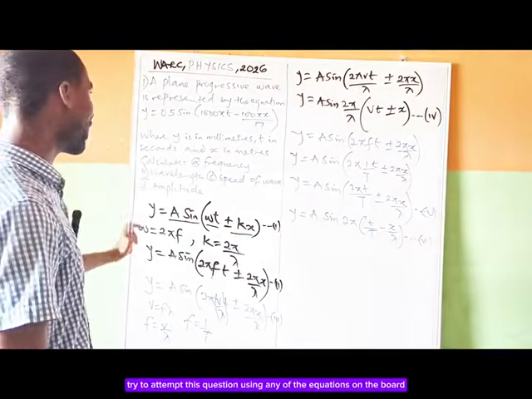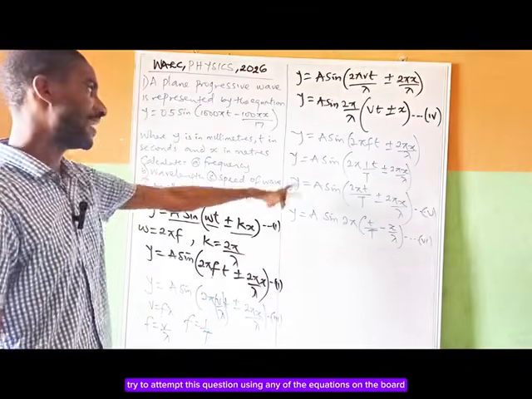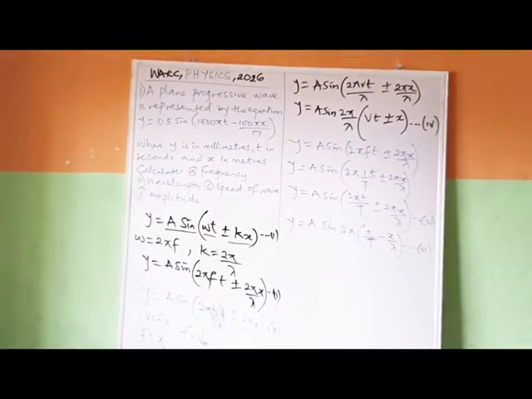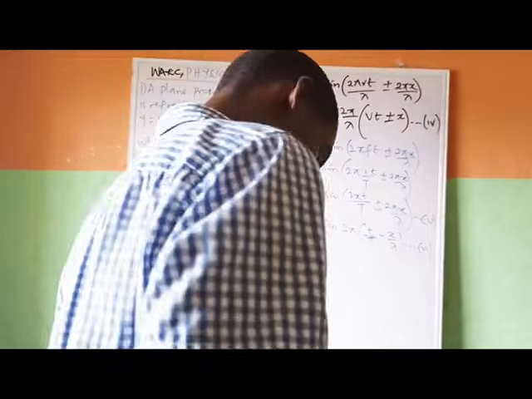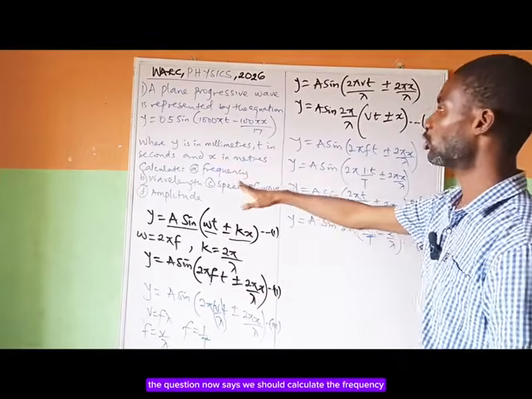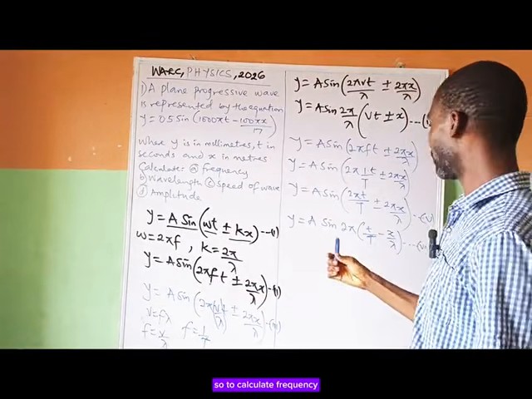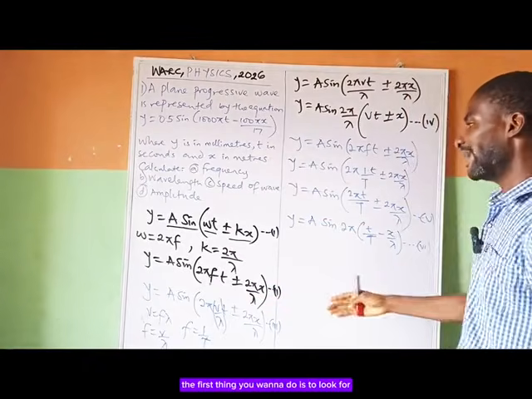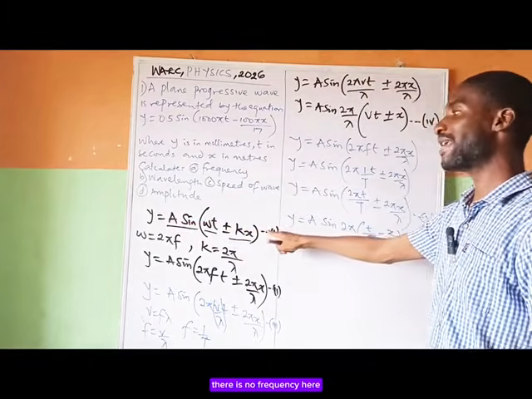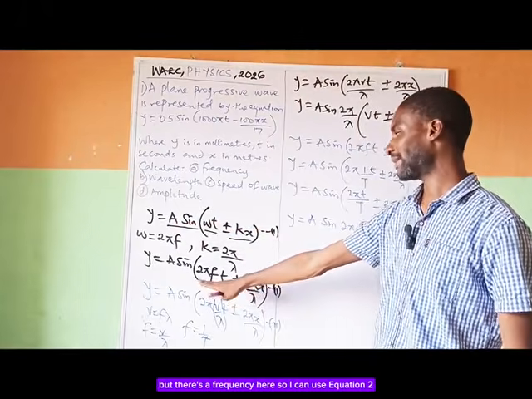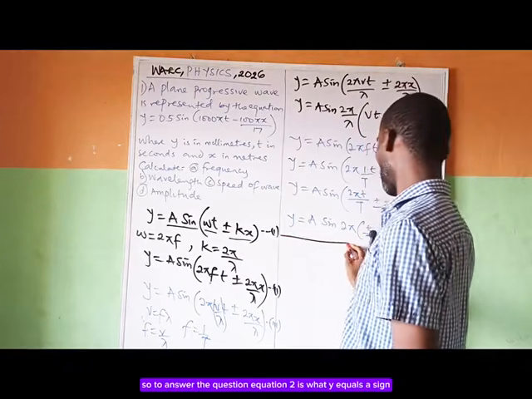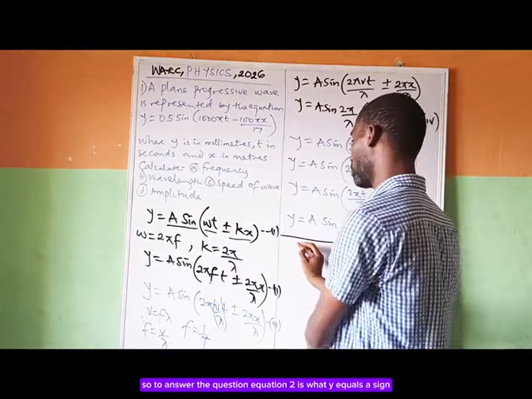Now we're going to try to attempt this question using any of the equations on the board. So let's answer this question. The question now says we should calculate the frequency. So to calculate frequency, the first thing you want to do is to look for which of these equations has frequency. There is no frequency here, but there is a frequency here. So I can use equation 2. So I'm going to write out my equation 2.